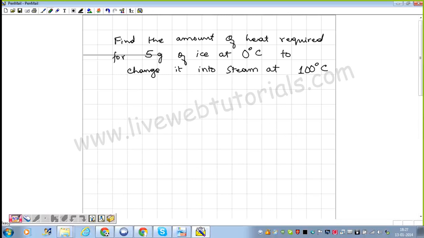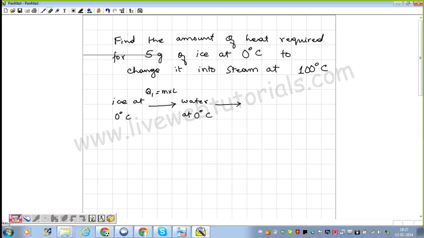Okay, find the amount of heat required for 5 grams of ice at 0 degrees Celsius to change it to steam at 100 degrees Celsius. Now see here, directly ice is not going to become steam. First, what is going to happen? Melting is going to take place. Okay, so here ice, see the steps of this. At 0 degrees Celsius, this is going to become water at 0 degrees Celsius. This is change of state. So I'll write this Q1. Whenever change of state is there, the formula is going to be M multiplied by L, that is mass into latent heat.